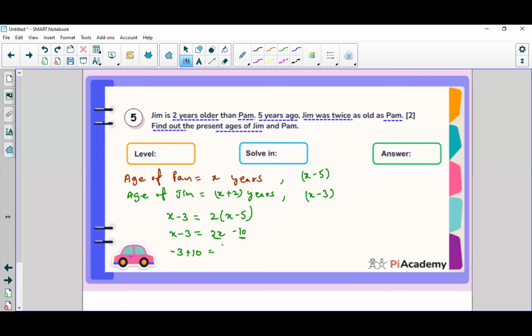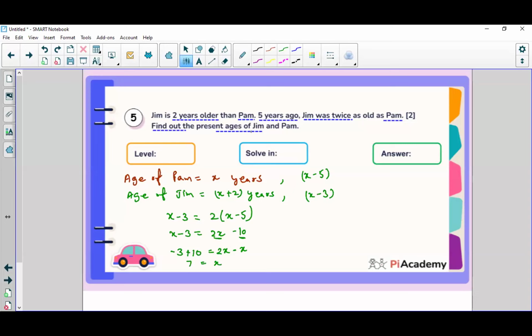Now, we are keeping 2x here on the same side and we are shifting x to the right. So here if it is positive and you shift it to the right, it will become negative. So negative 3 plus 10, it's 7 and 2x minus x is x.